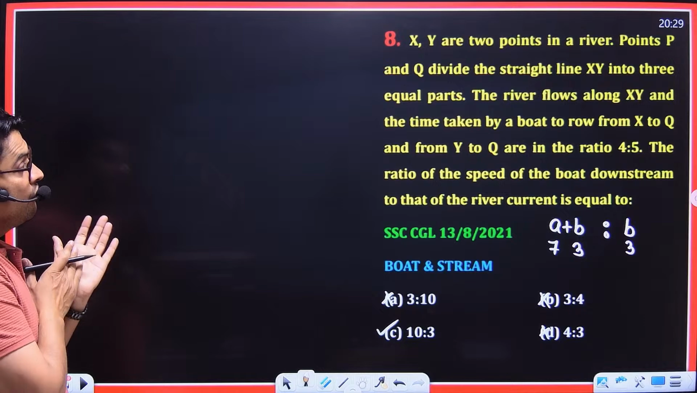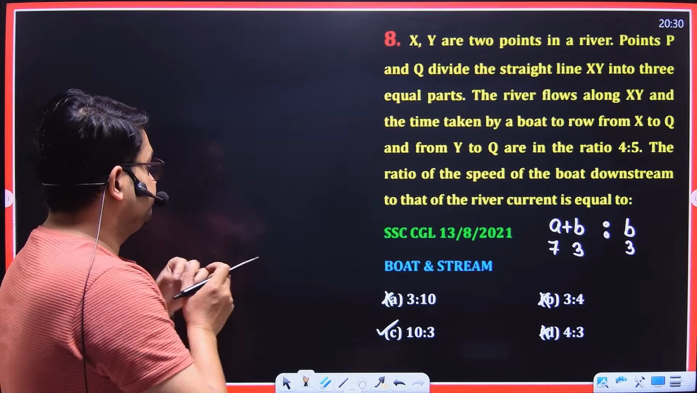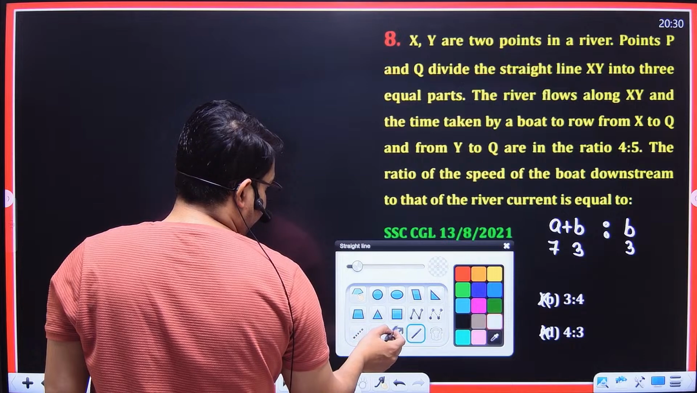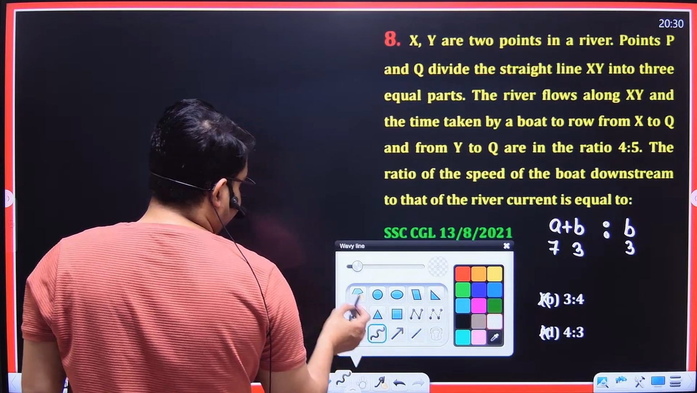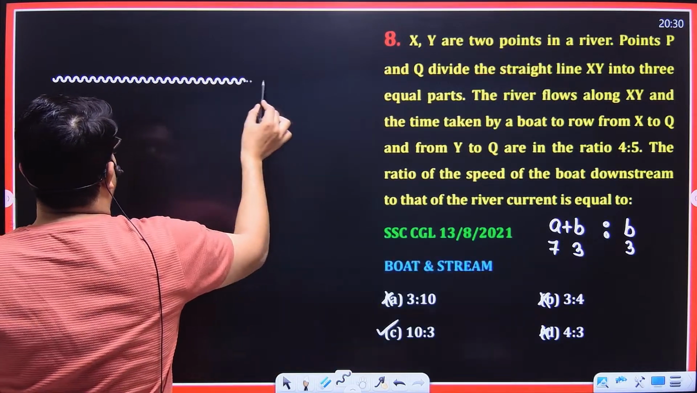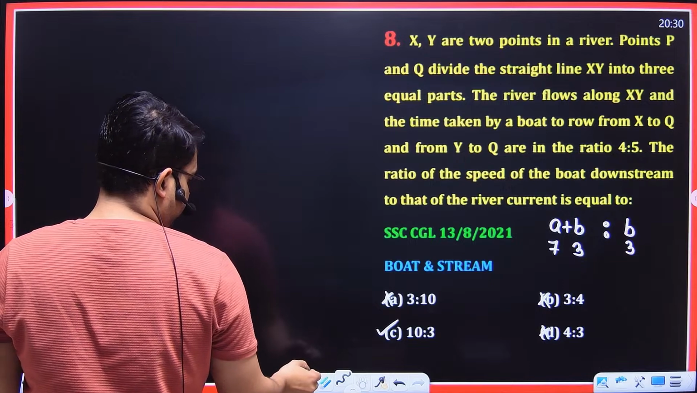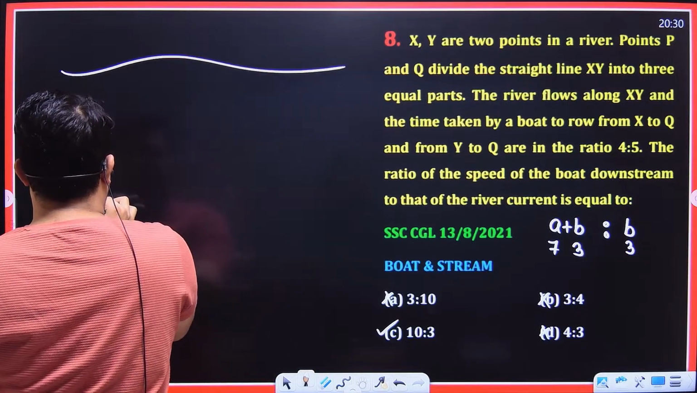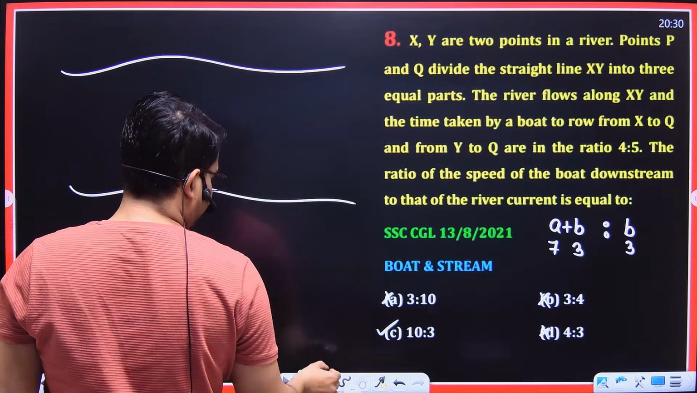So if you want the solution of this question, what do we have? We have a river that is flowing here.